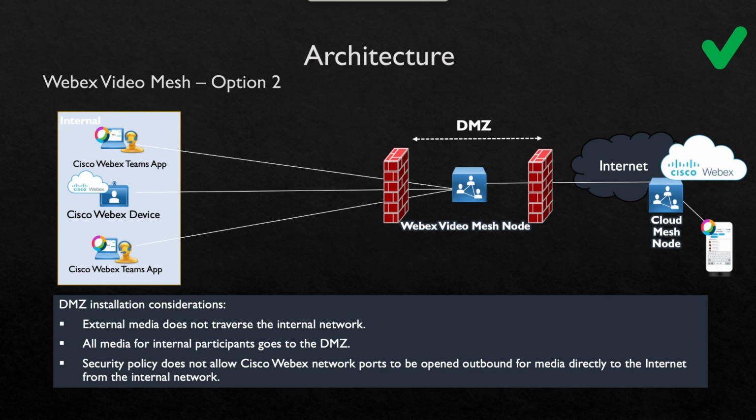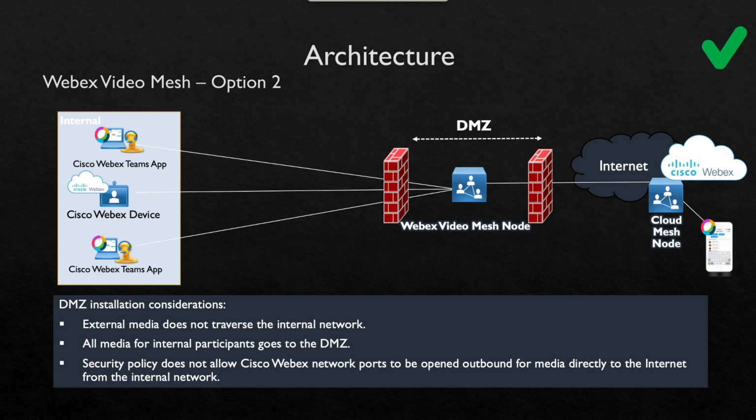So security policy does not allow the Cisco Webex network ports to be opened outbound for media directly to the internet from the internal network. Therefore, a DMZ must be set up for this type of deployment to work. If you haven't set up a DMZ yet, you have to establish one before you can deploy this type of solution. The video mesh node cannot sit directly on the public internet side. It has to be in a DMZ. So just keep that in mind.